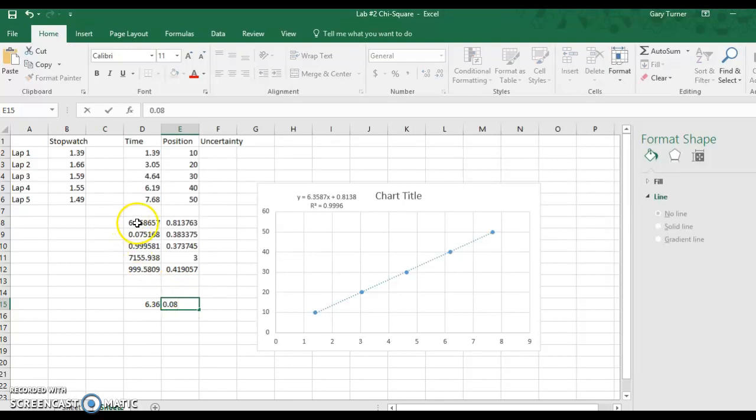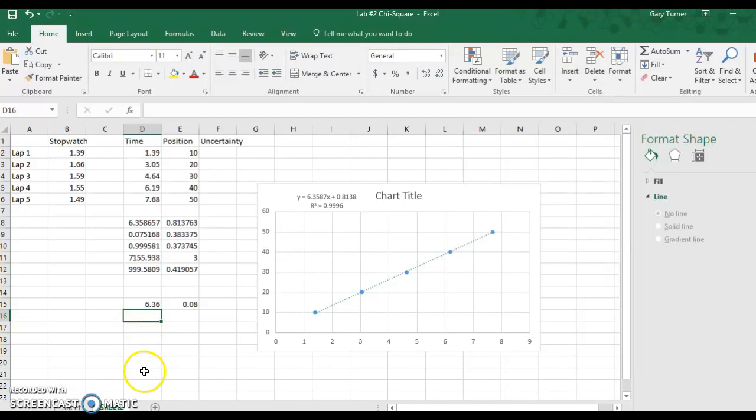Okay, because if I round this to 2 decimal places, then the digit following the 5 here is bigger than a 5, so I have to round up. And the digit after the 7 is a 5 or more, so I also have to round that up. So what we're saying is that my velocity is going to be 6.36 centimeters per second plus or minus 0.08 centimeters per second. So it could vary anywhere between 6.44 and 6.28 centimeters per second.